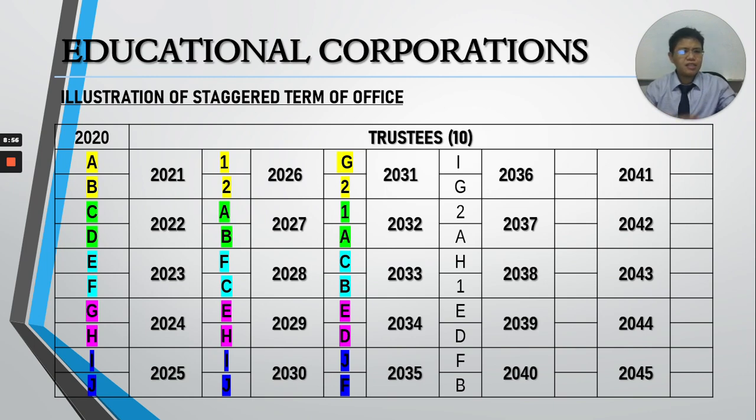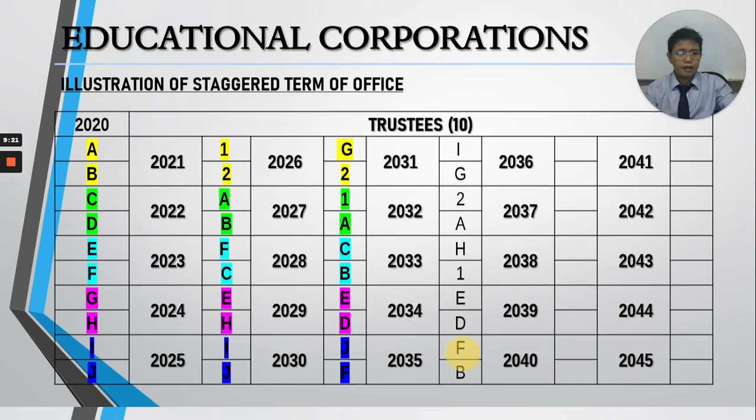And again, it is designed in such a way that the term of office of 1/5 of the number of the trustees will expire every year. Kaya every year, nag-e-elect tayo ng 2 trustee. So anyway, I hope na nalinawan kayo sa example na yan. Hindi ko na itutuloy yung table anyway. It's the same concept. So, what else?